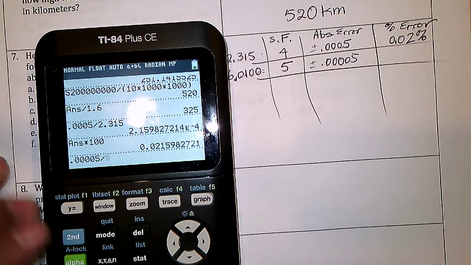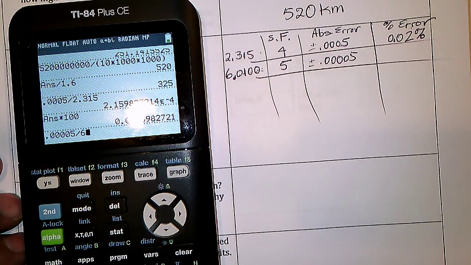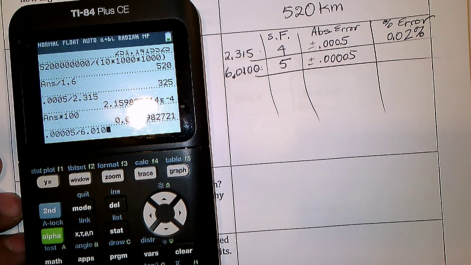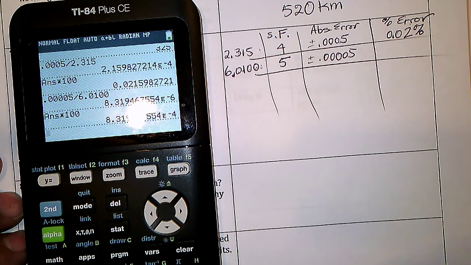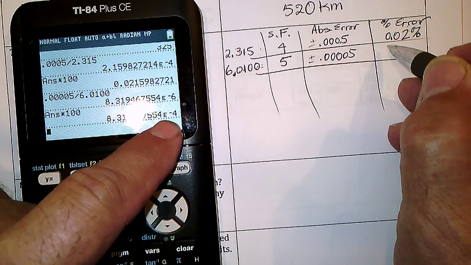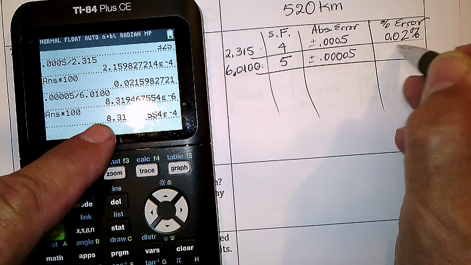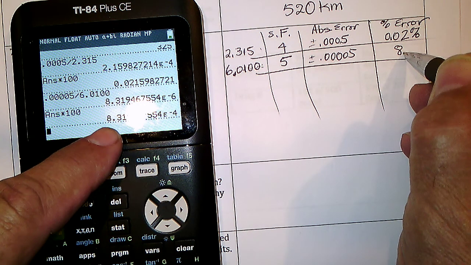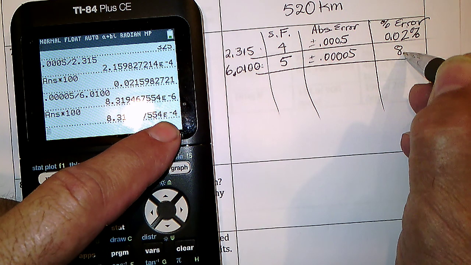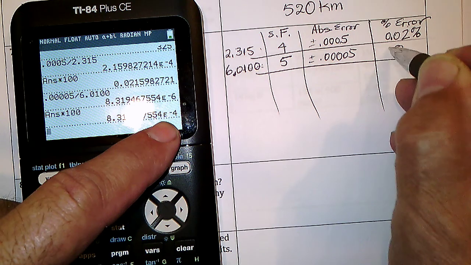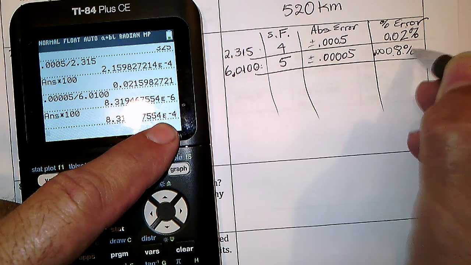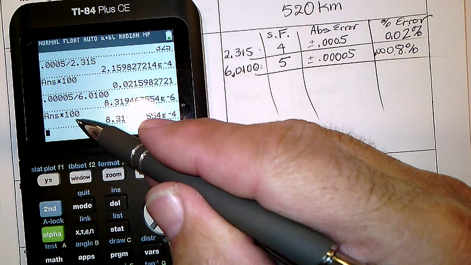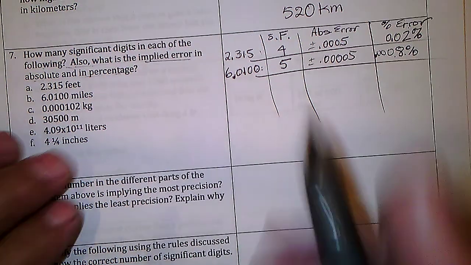And the percent error would be 0.00005 divided by 6.0100 times 100. And so it's got to divide by 10 four times. So if the decimal was here, if I move it 4 times, dividing it, making it smaller, 1, 2, 3, 4. Really small percentage, and it is percentage because I multiplied by 100. Next one.